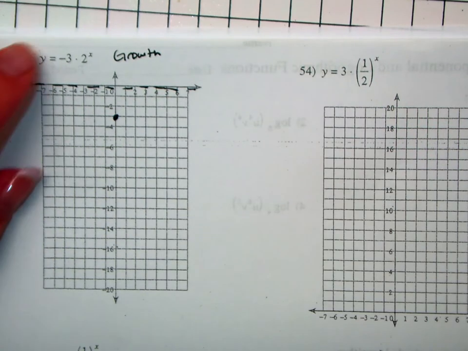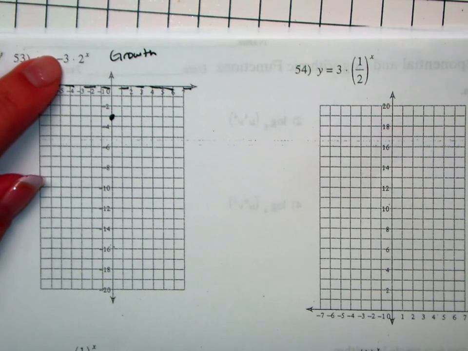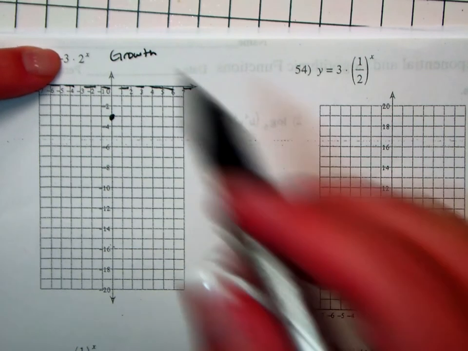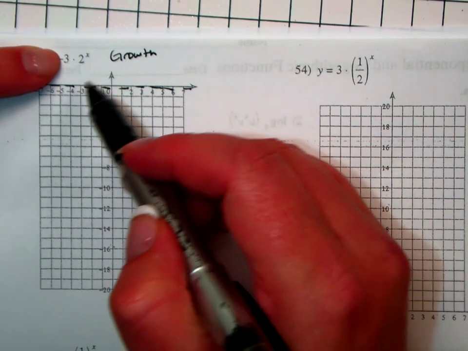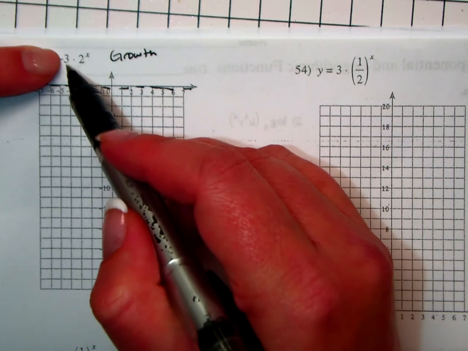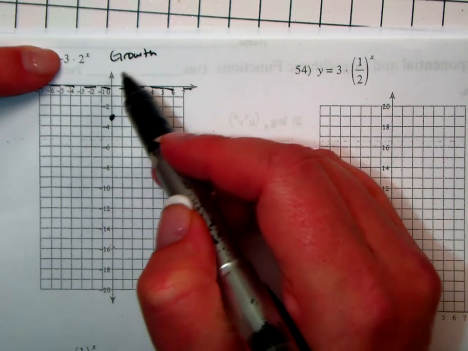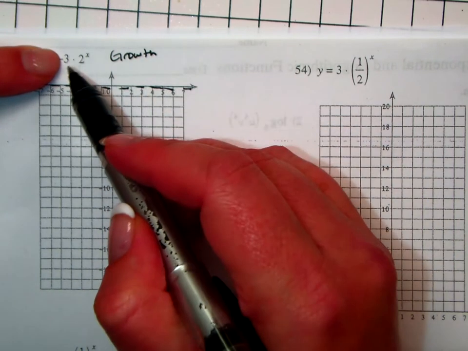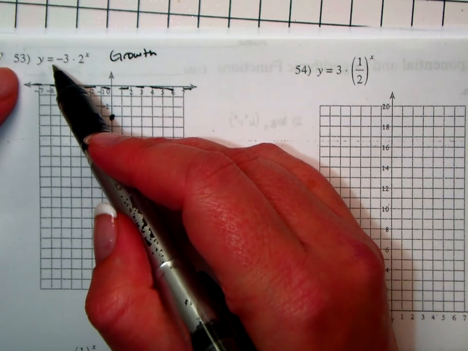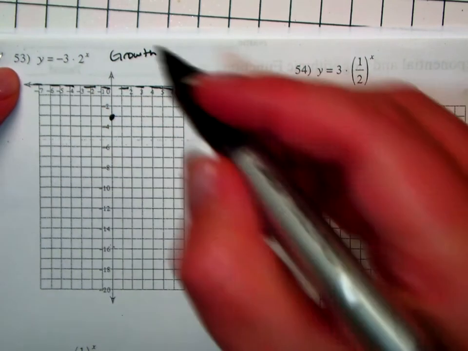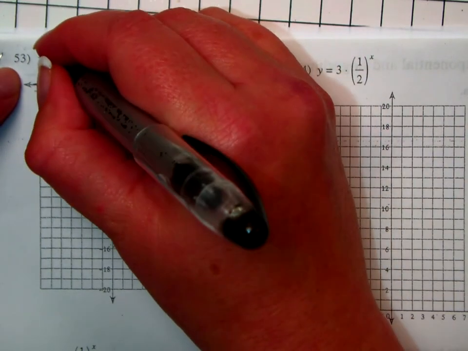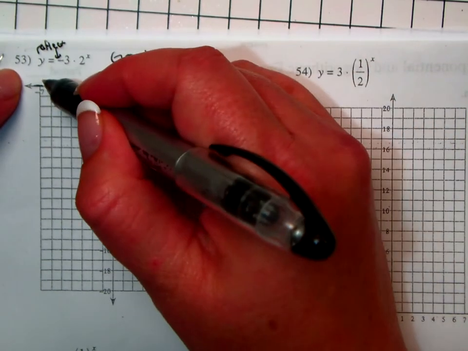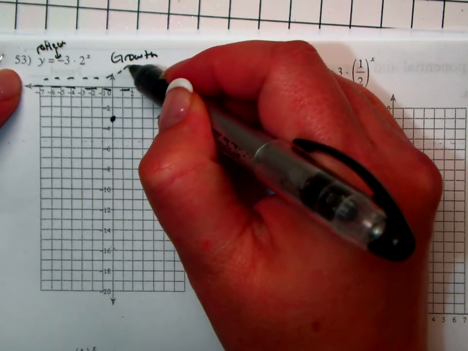So what's happening here with the -3? Let me cover up the negative sign. This is like 3 times 2 to the x with a growth. So if I were to graph it without the minus, it would look like it's growing, right? It'd be an increasing function. That negative sign reflects it. So you need to reflect the growth, right? So I'm going to kind of draw a dotted growth function up here.